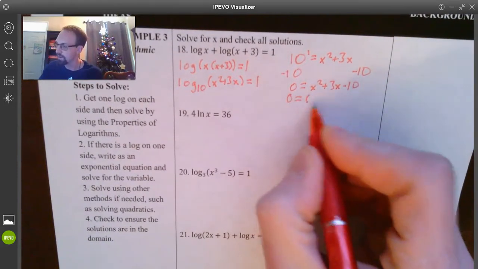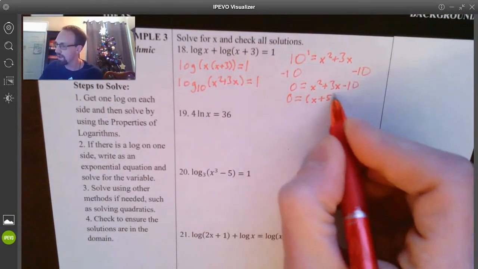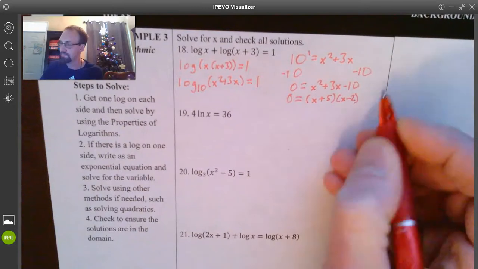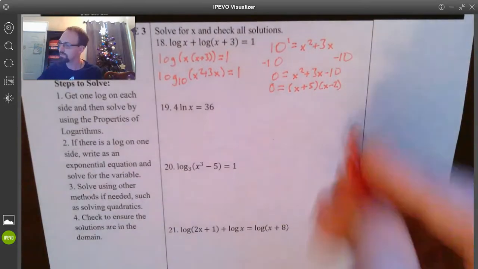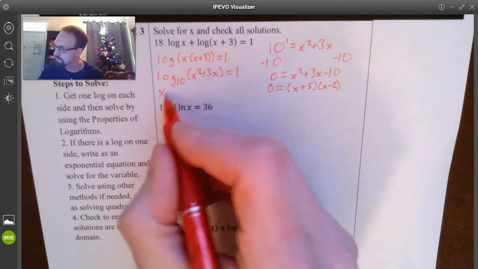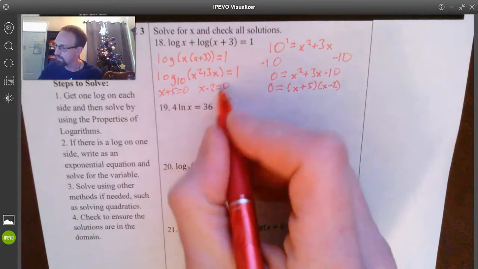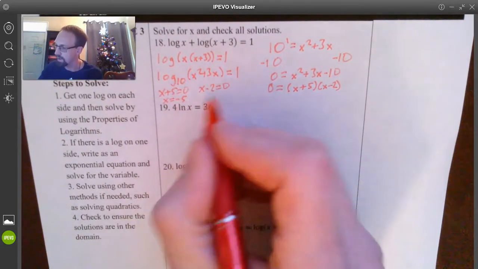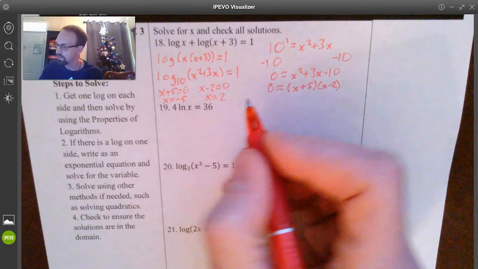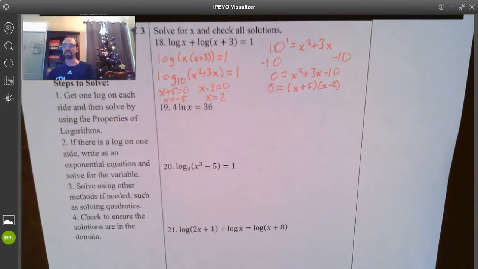Using the zero factor property, I get x plus 5 and x minus 2. Solving both of these, setting them both equal to 0 and then solving, I get x equals negative 5 and x equals 2. So now I want to check to make sure that these are actually valid solutions. You can check that by just plugging them in.